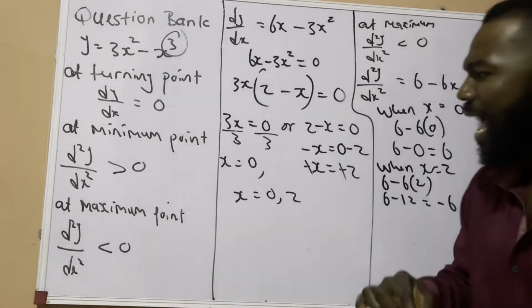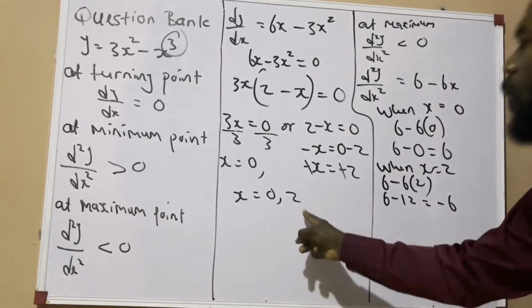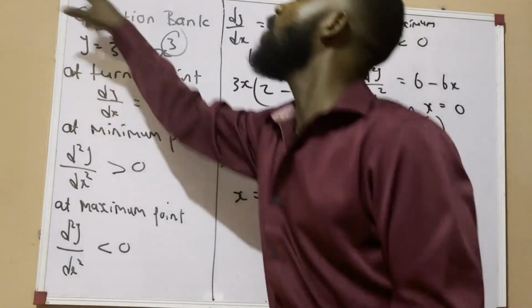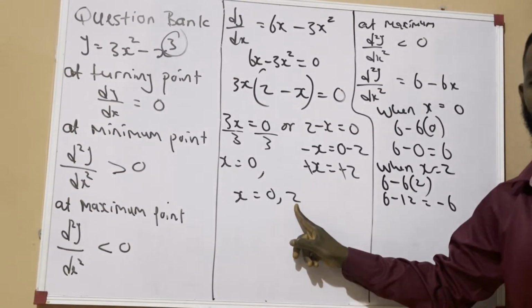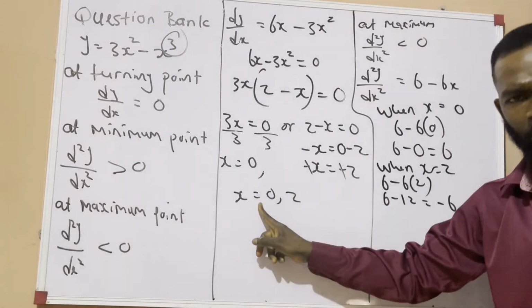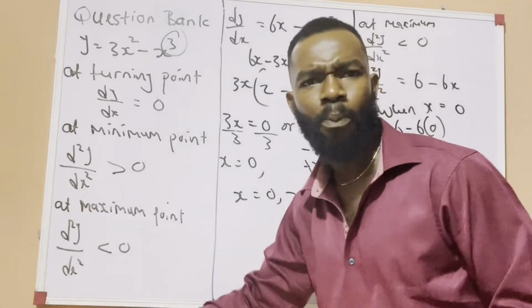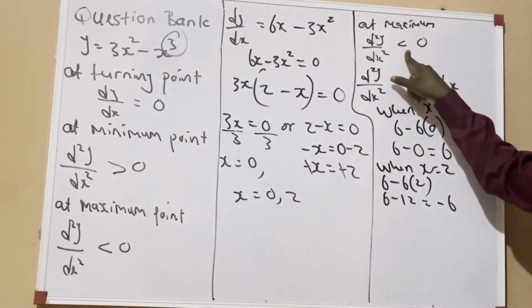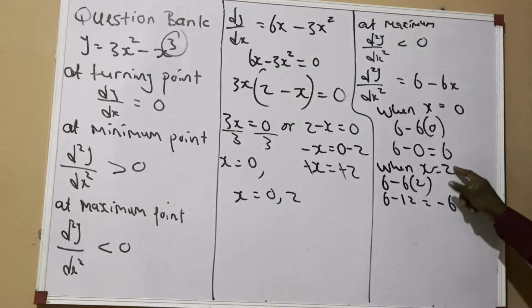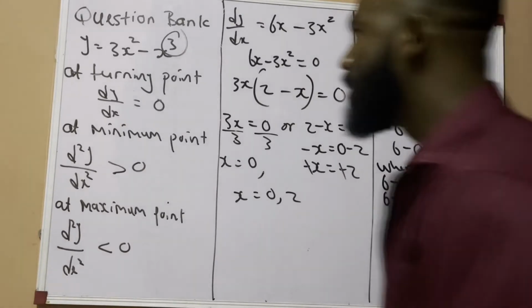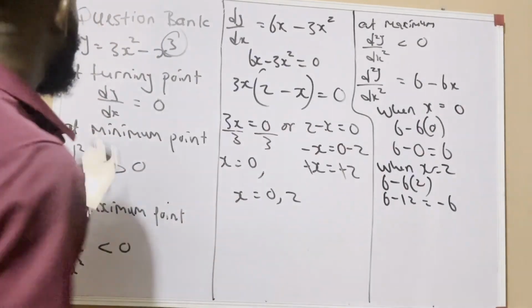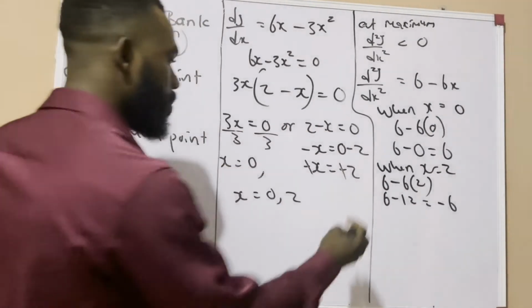So it means that the value of x that we will use to get the maximum value, which is the value for y, is 2. Because if you use 0, 0 did not obey the maximum point law, that says the answer is less than 0. It is 2. It is 2 that gives us an answer that is less than 0. So therefore, maximum value now.